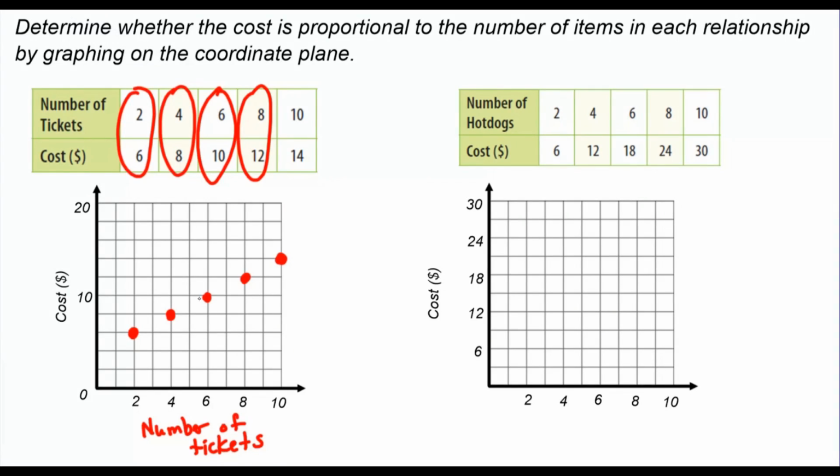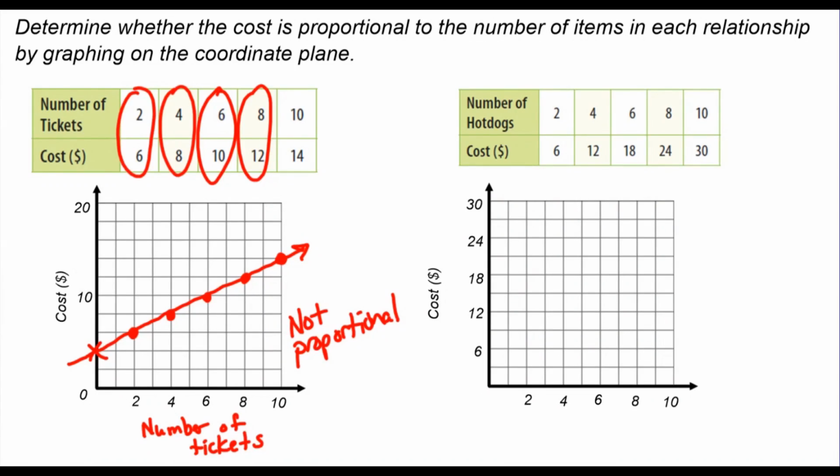That's right here. So I can see this is a straight line. So if I continue this straight line, that is not going to go through the origin. So it's a straight line, but it does not go through the origin. So this is not a proportional relationship. And I can tell that just from graphing it.